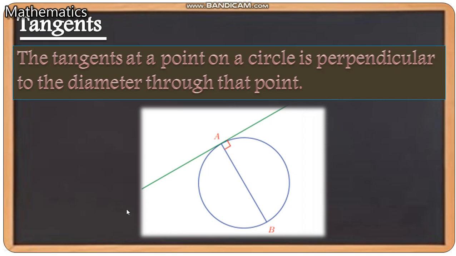If you draw a line touching one point of a circle, and draw a diameter from that point of the circle, then these two lines will be perpendicular. The green line and this blue line will be perpendicular. The tangent and diameter will be perpendicular. Study that. This is a circle, this line is the tangent and this is the diameter. These two lines will be perpendicular.